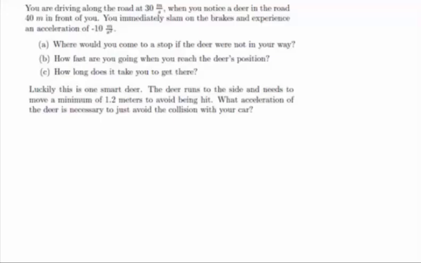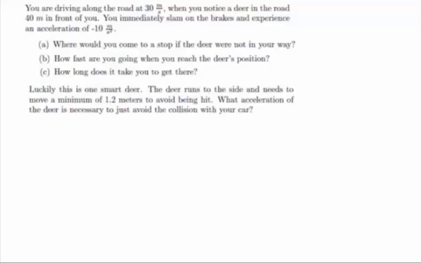This is a kinematics problem, and so the method by which we'll solve it is to ask ourselves a series of well-formed questions. Now, one of the complexities in this problem is that there are two objects that we need to deal with. One is the motion of the car, and the other is the motion of the deer.